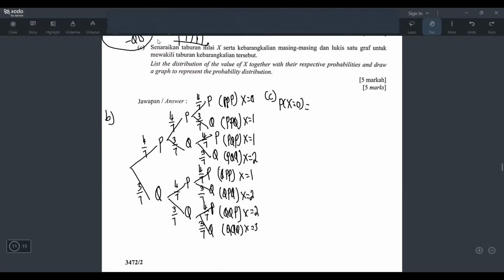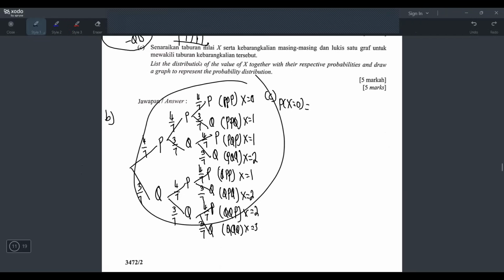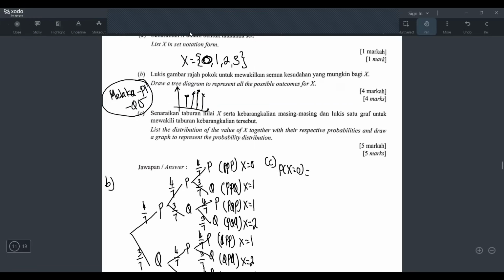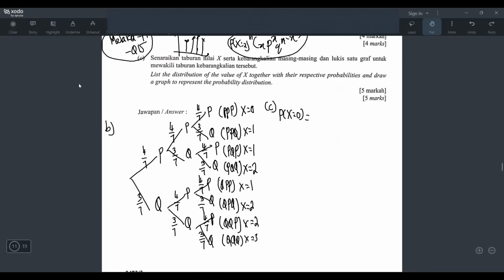There are two ways. The first way is we straight away look at our tree diagram and take 4/7 times 4/7 times 4/7. The other method is to use this formula, nCx p^x q^(n-x), right? If you want to use this formula, you can also. It means n you put in 3, x you replace with 0, and then p and q you put in. The p will be 3/7, because the probability of success is getting Q, and then q is 4/7. You can use this formula also and you will get the same answer. But since I already have my tree diagram, I'll just refer to my tree diagram.